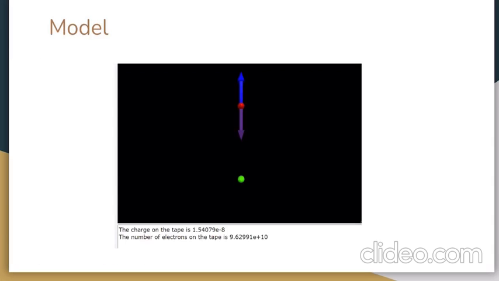Here we have our model and the charge of the charge tape B with the amount of charge on the tape and the amount of electrons. In this model, our blue arrow shows the electric force, which points opposite of the other charge tape because of the same signs, and our weight force, or mg, which is the purple arrow, that pulls down.